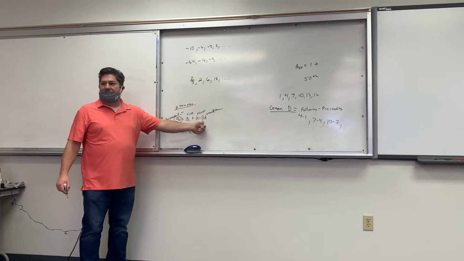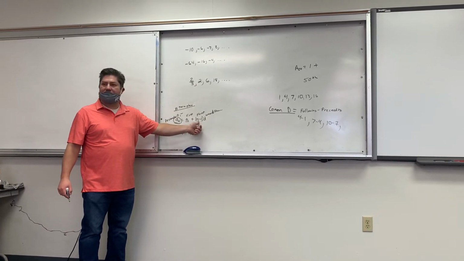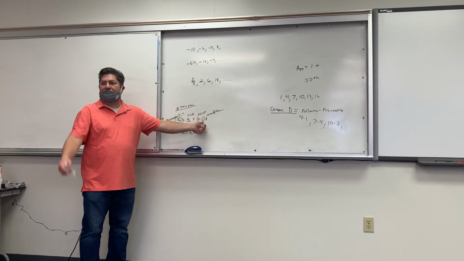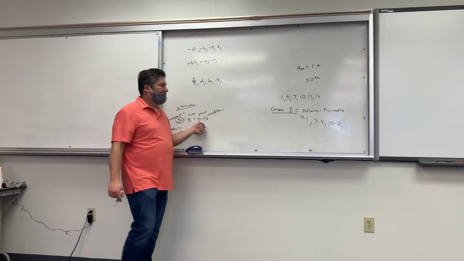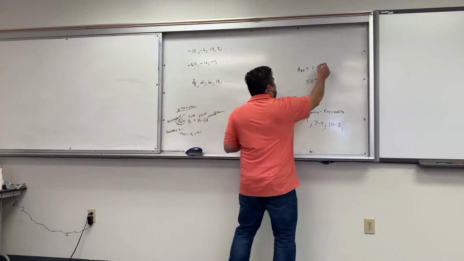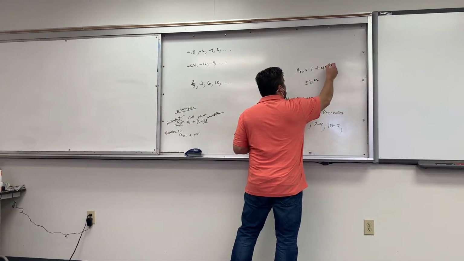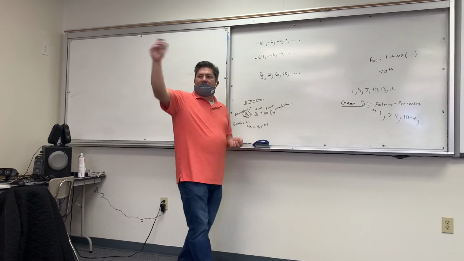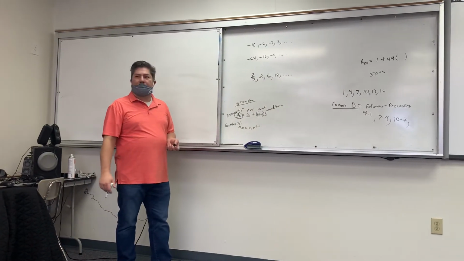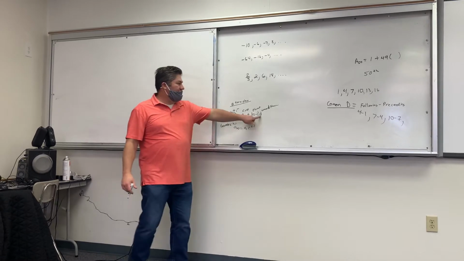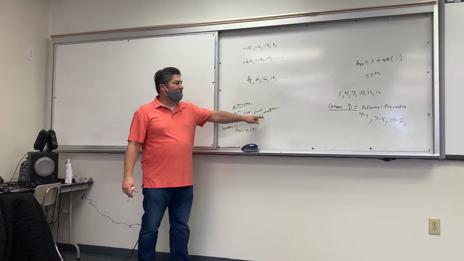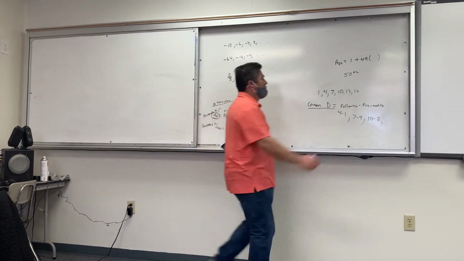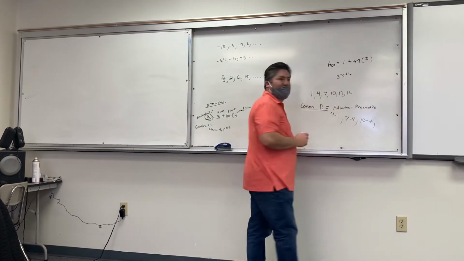What is n? 50. So I'm going to go 50 minus 1. What's that? 49. 49 times, what am I going to multiply it by? The common difference. What is the common difference? What am I adding every time? 3. So I just times it by 3. This will be my answer.